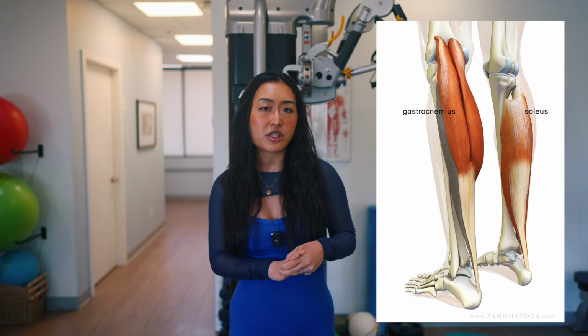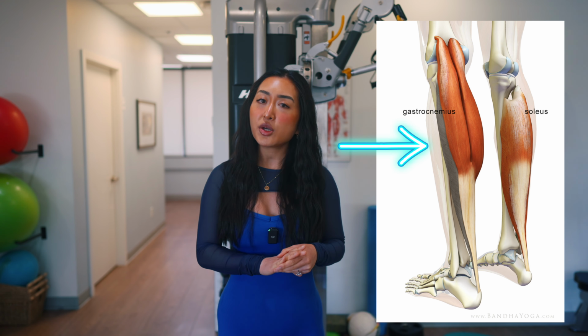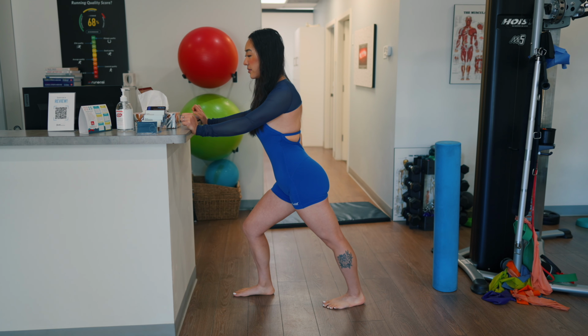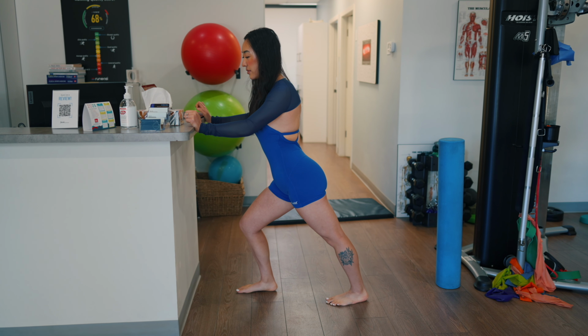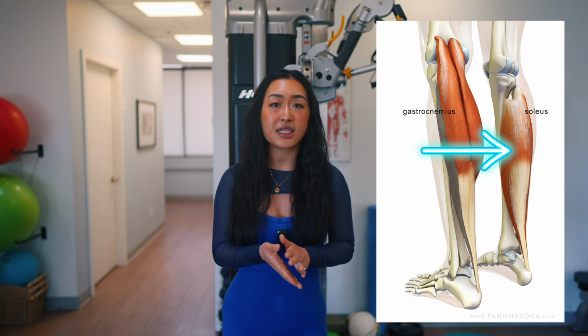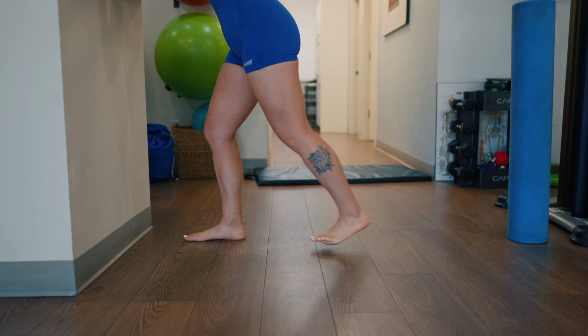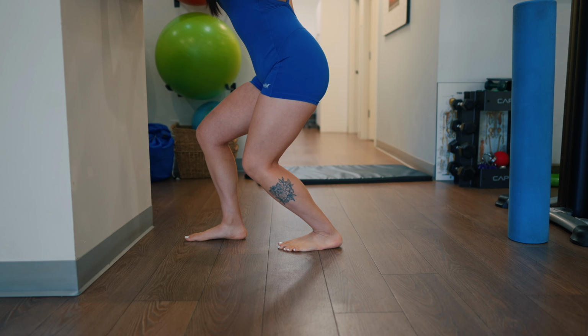To specifically stretch the gastroc muscle, which is a two-headed muscle that crosses the knee joint, we can do so by keeping the back leg straight. To specifically stretch the soleus muscle, which doesn't cross the knee joint, I like to pull the foot closer in and then bend the back knee while still keeping the heel on the ground.